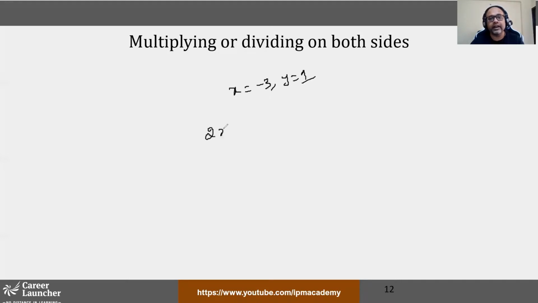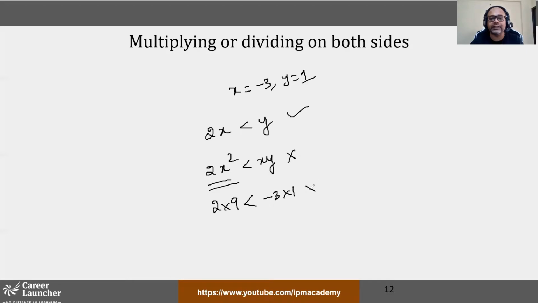Then I will write 2x is less than y. Correct? This is the correct one to start with. But when I multiply on both sides, what do I get? Here I will get 2x square less than xy, and this is wrong. Why is this wrong? Because if you notice, the left hand side is 2 into 9, because negative into negative becomes positive. Whereas on the right, it becomes minus 3 into 1, and this is wrong. Why is this wrong? Because you forgot to change the sign, and you know that x is negative.